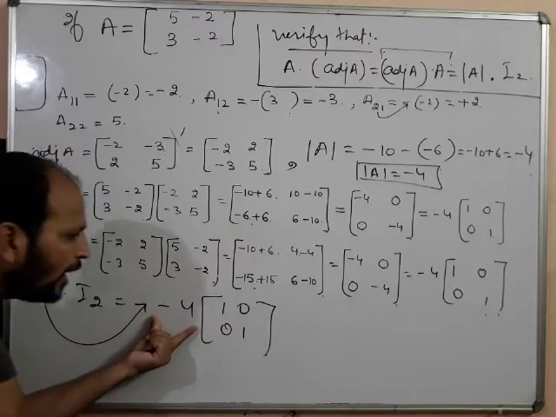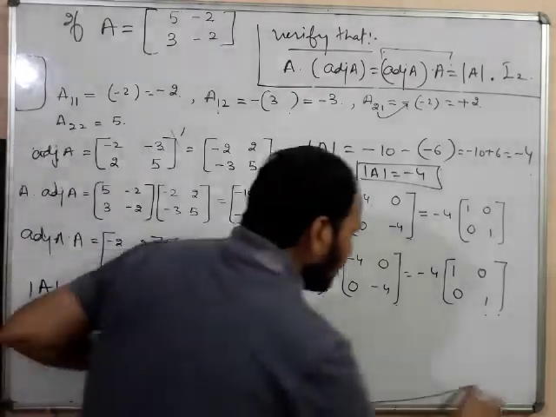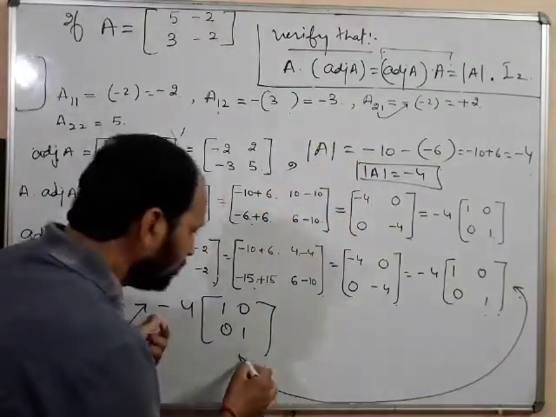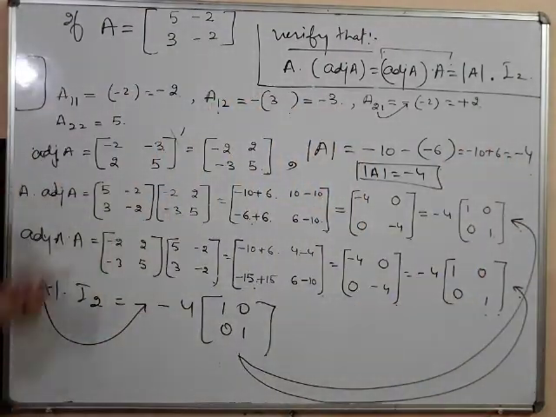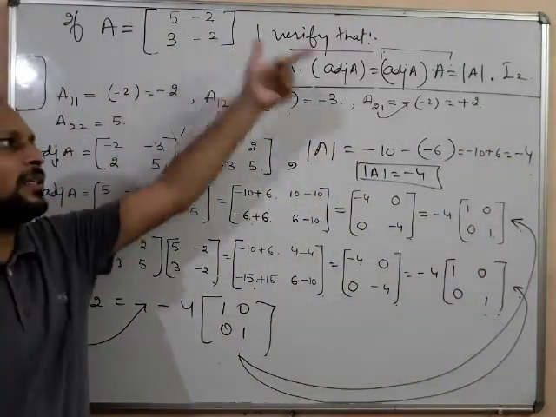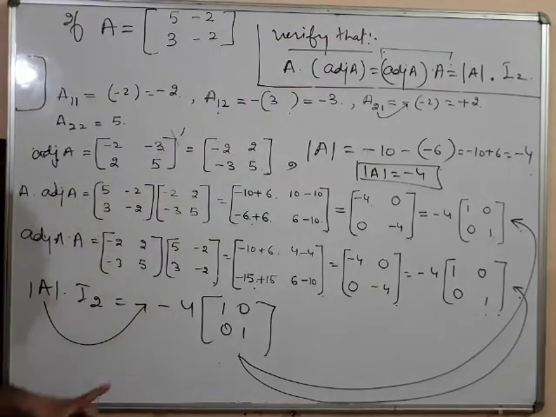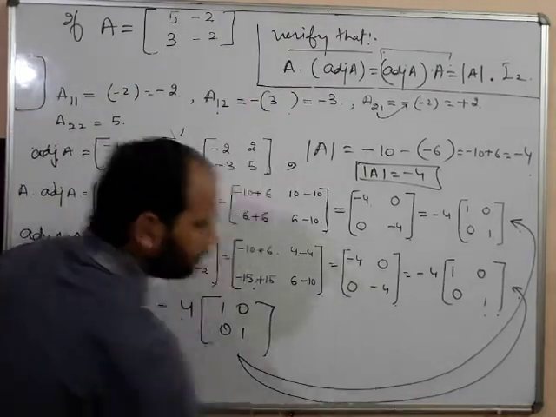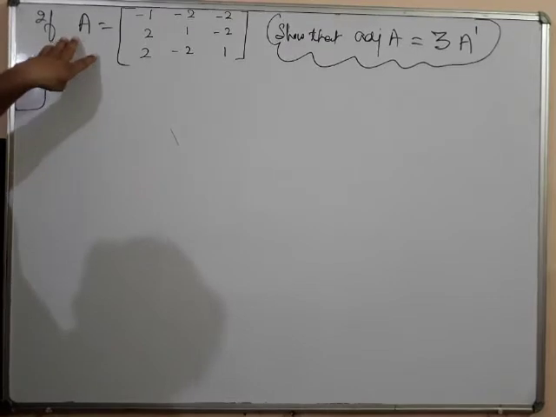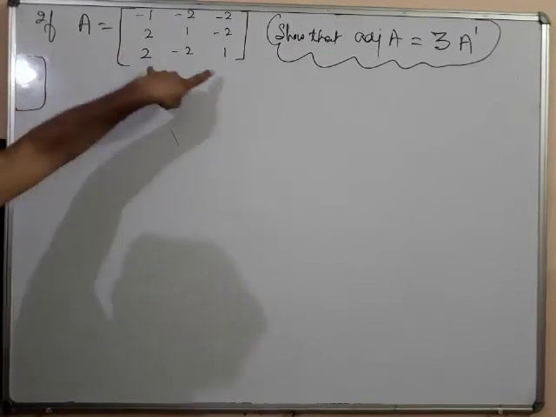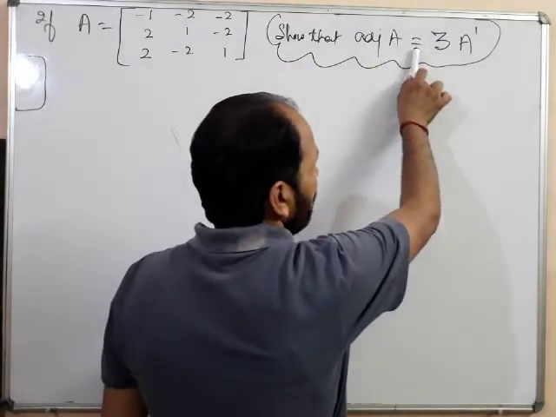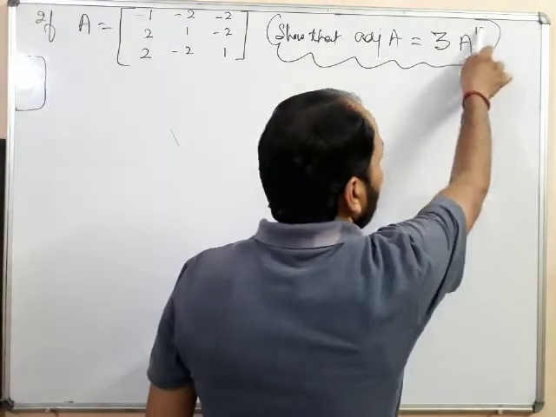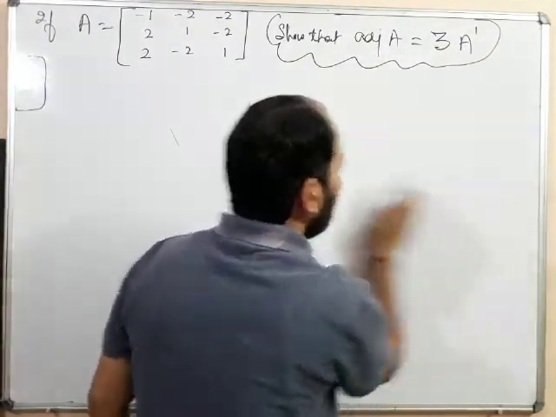So this is what we have, by solving this we got this, and by solving this we got this. Clear? Means all the steps and all the terms are to be verified. Clear beta? Now the given matrix is A is equal to this, and we have to show that adjoint of A is equal to 3 into transpose of A.